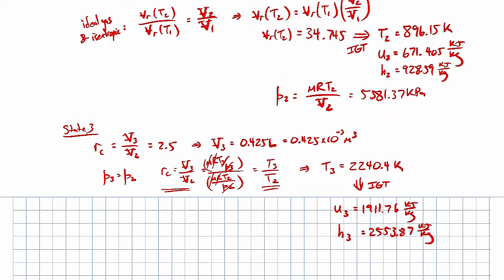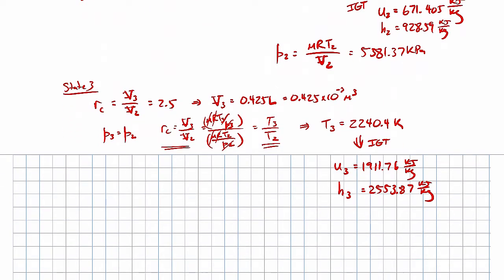So again, we're just doing some property lookups. Let's also get the relative volume at T3 from the ideal gas table. We'll make use of that in a moment. That's 1.8925. So those come from the ideal gas table at that temperature T3 with a little interpolation.